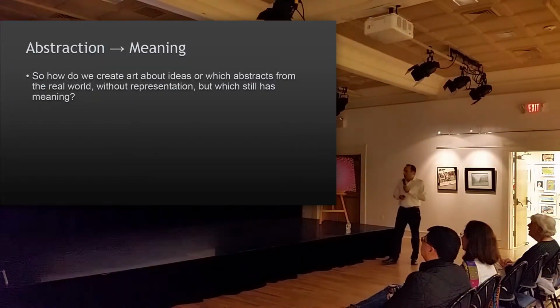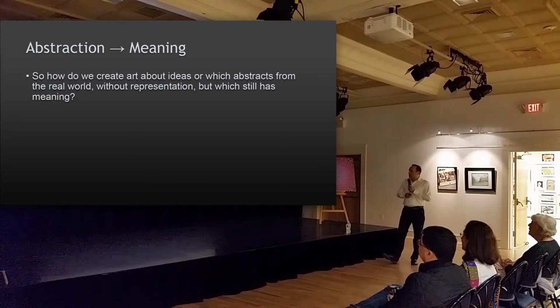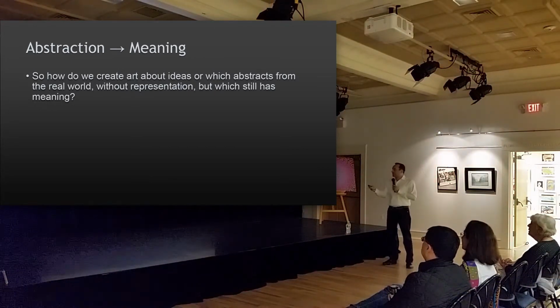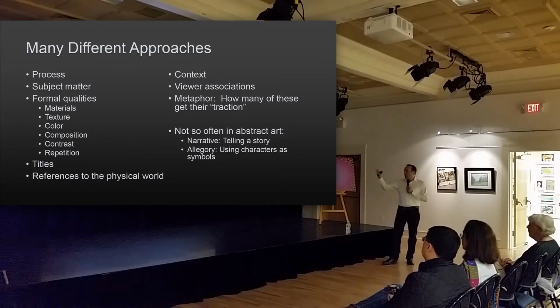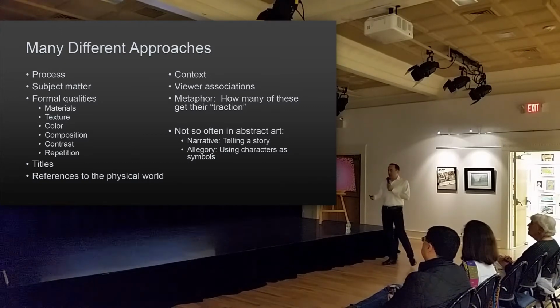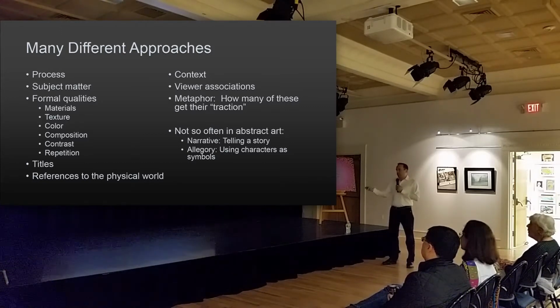So how do we create art about ideas, or which abstracts from the real world without representation, but which still has meaning? There are a lot of different ways to do this. I'm going to touch upon some of these. There's certainly more even than this. How the artist makes the work, the process, the subject matter that's chosen, a number of different formal qualities that go into the painting. The titles are an important way of getting meaning into an abstract work.